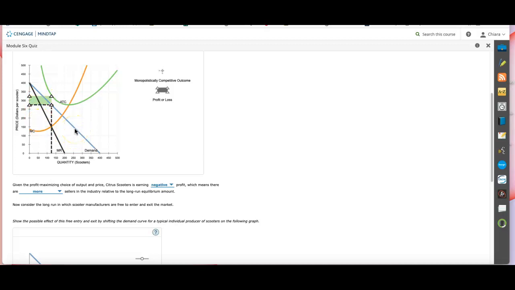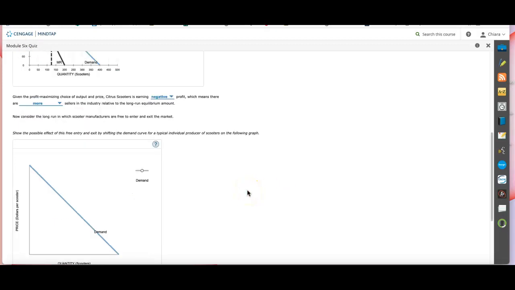And it is called monopolistically competitive because in that instance, it looks like a competitive market in the long run, because it will reach that profit of 0. When it reaches that profit of 0, there's no incentive for firms to enter or exit the market. And in the long run, monopolistically competitive companies are going to earn that profit of 0. So now consider the long run in which scooter manufacturers are free to enter and exit the market.